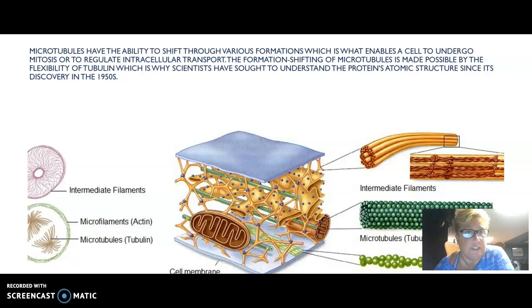Microtubules have the ability to shift through various formations, which is what enables a cell to undergo mitosis or to regulate intracellular transport. The formation shifting of microtubules is made possible by the flexibility of tubulin, which is why scientists have sought to understand the protein's atomic structure since its discovery in the 1950s.